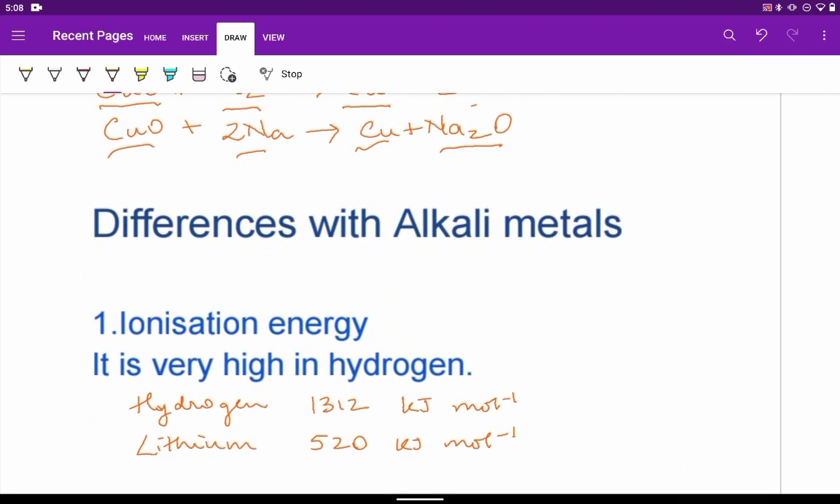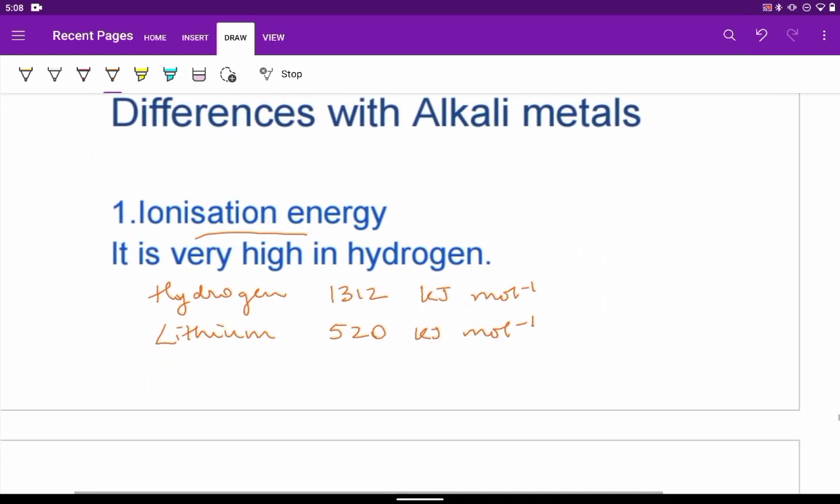But everywhere we don't find friendship between them. There are some differences also with the alkali metals. Like ionization energy, if we consider, in case of hydrogen, the ionization energy is very high. It is 1312 kilojoule per mole, whereas in case of lithium, which is an alkali metal, it is only 520. So for hydrogen it is more than double if we compare with lithium. Ionization energy does not show any similarity.